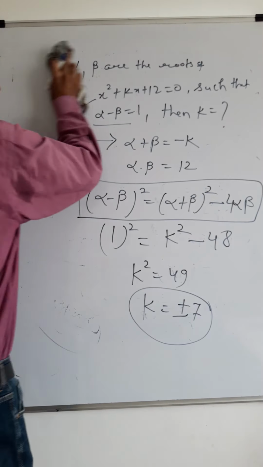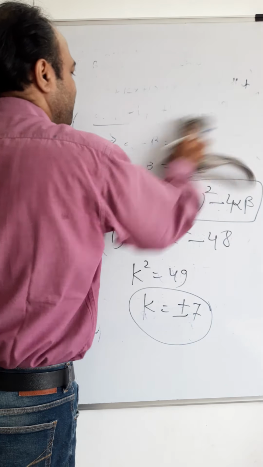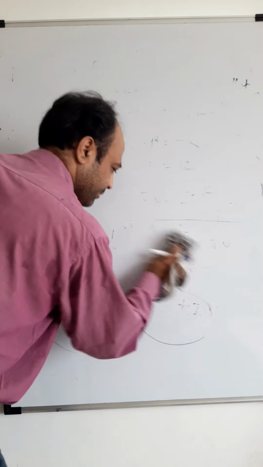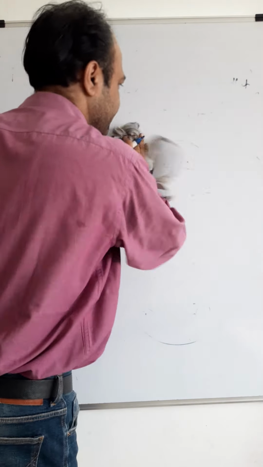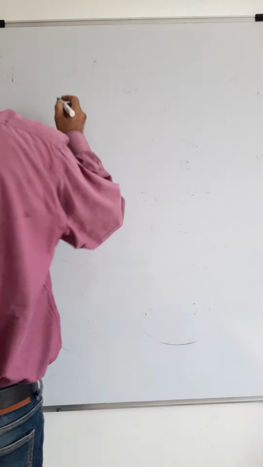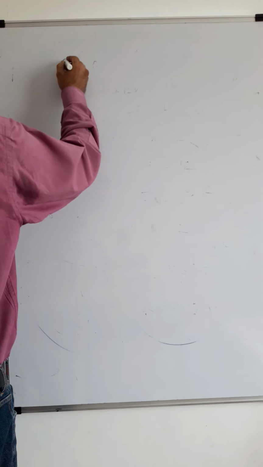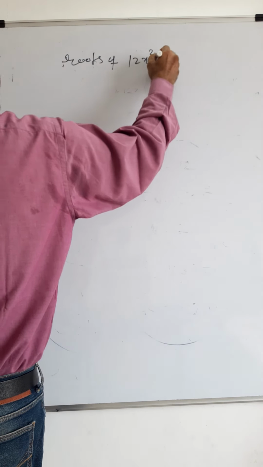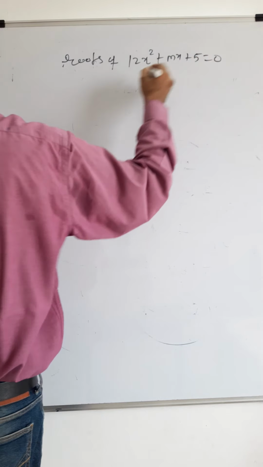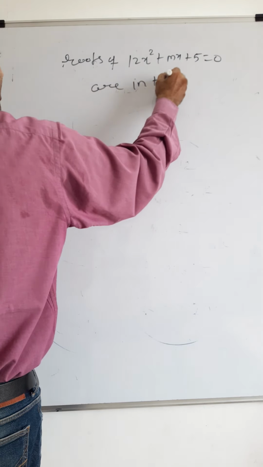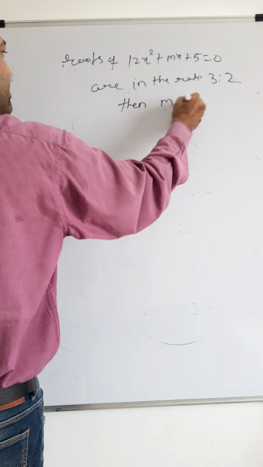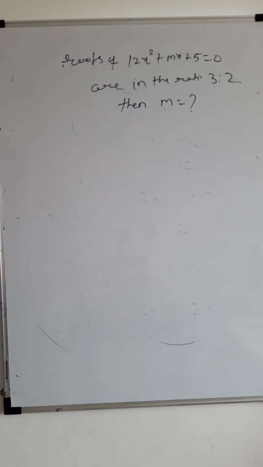Let's see some more situations. See, there is a question. The roots of 12x square plus mx plus 5 equals 0 are in the ratio 3:2. Then m is, you have to find the value of m when the roots are in the ratio 3:2.